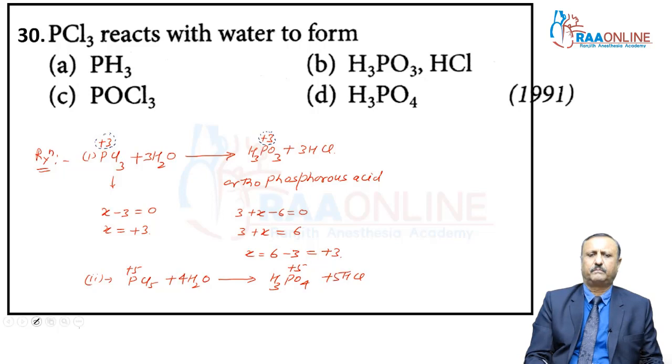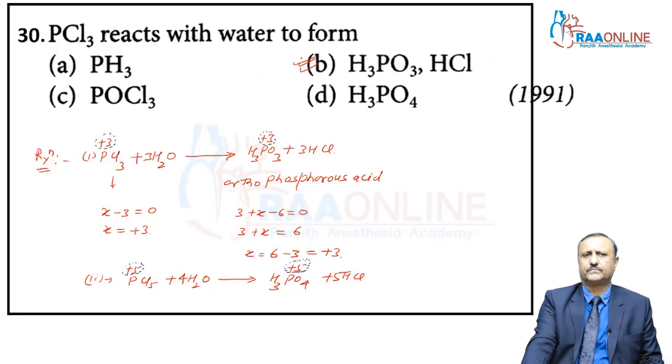So, you can see here a +5 oxidation state phosphorus reacts with water or another compound to form, my dear students, a +5 oxidation state product. So, a +5 oxidation state reactant gives a +5 oxidation state product. Here you can see the answer: PCl3 reacts with water to form H3PO3 and HCl.